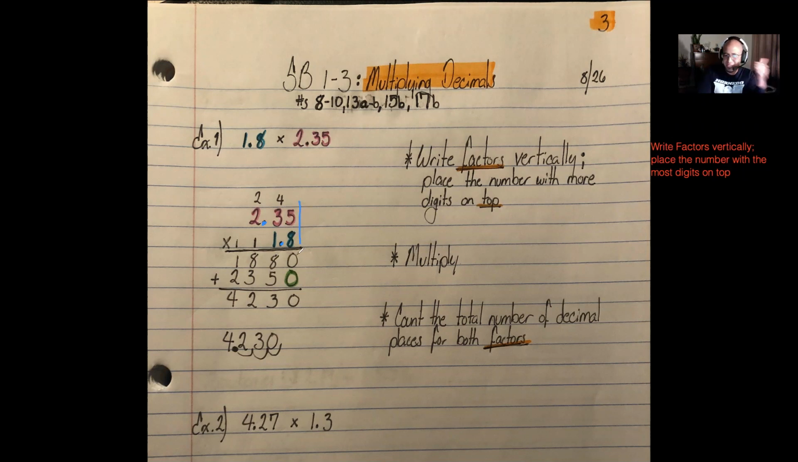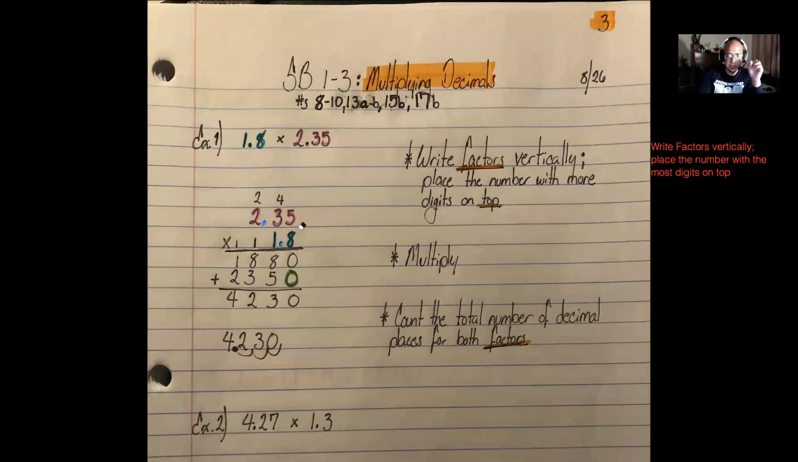It's only true for addition and for subtraction. But in multiplication, you do not line up the decimals. All right, and so let's actually multiply this out. So we're going to do 8 times 5. That's going to give us 40. So that's where that 4 came from. And then the 0 goes right here.